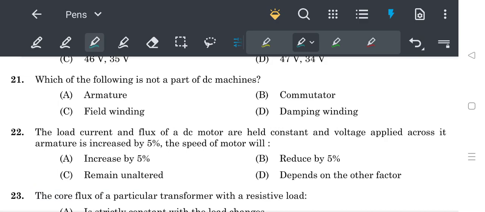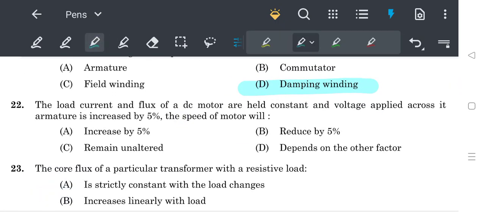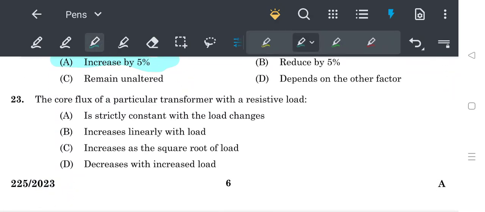Next one, which of the following is not a part of the DC machines? Option D ആണ്, damping winding. Next one, the load current and the flux of a DC motor are held constant and voltage applied across its armature is increased by 5%. The speed of the motor will be. Option A, increases by 5%. Next one, the core flux of a particular transformer with a resistive load is.